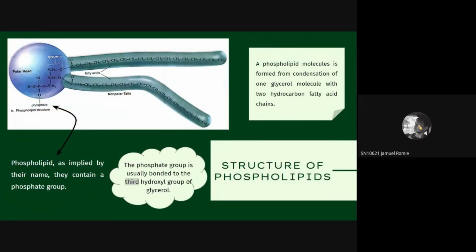Phospholipids, as implied by their name, contain a phosphate group. A phospholipid molecule is formed from the condensation of one glycerol molecule with two hydrocarbon fatty acid chains. Essentially, a phospholipid is constructed like a fat, except that in place of the third fatty acid attached to glycerol, there is a polar phosphate group, as I mentioned just now. The phosphate group is usually bonded to the third hydroxyl group of glycerol, which is another organic group, as we can see here, 1, 2, 3. Next slide.